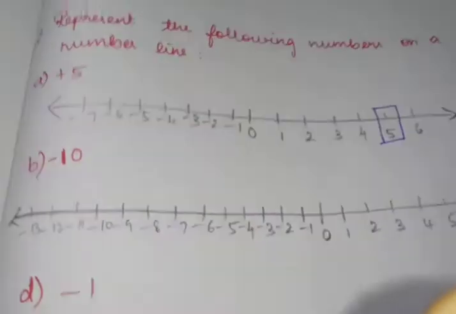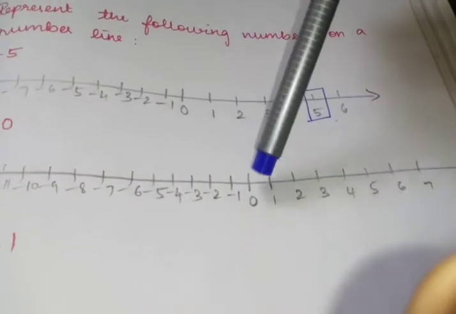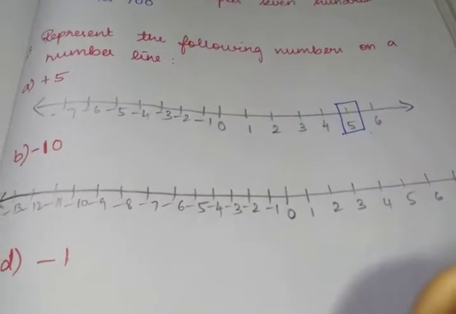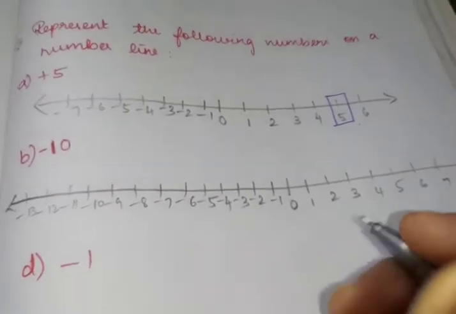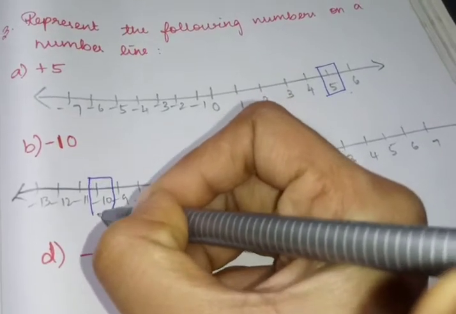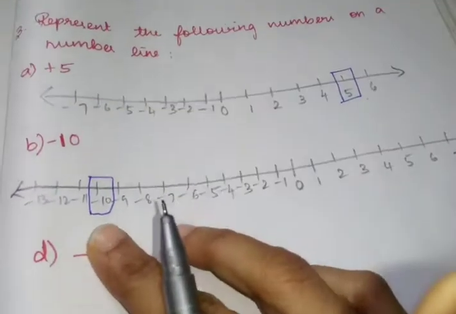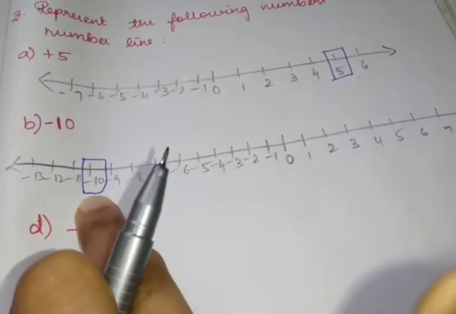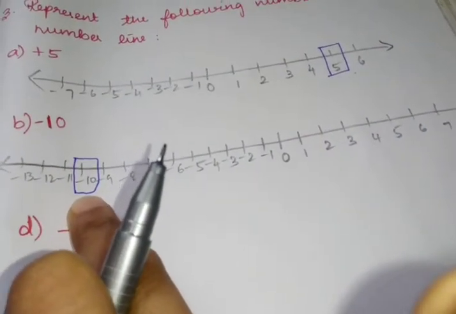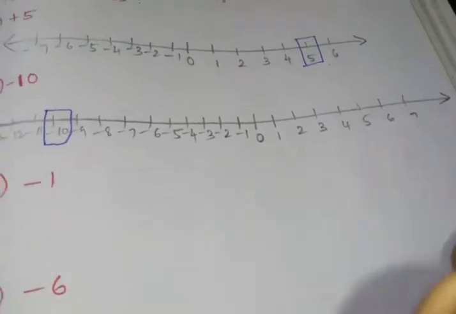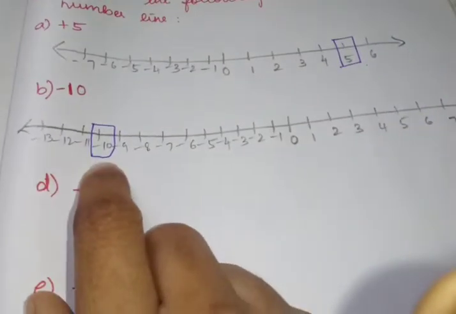So I have drawn this number line and I have written the positive integers on the right side and negative integers on the left side. Where does minus 10 come? Here, see, minus 10. You can put a box like this. Understood? Plus 5 is on the right side, so I am putting the box here. Minus 10 comes on our left side, so I am putting the box on the left side. Don't put the box here. It is plus 10. This is minus 10.